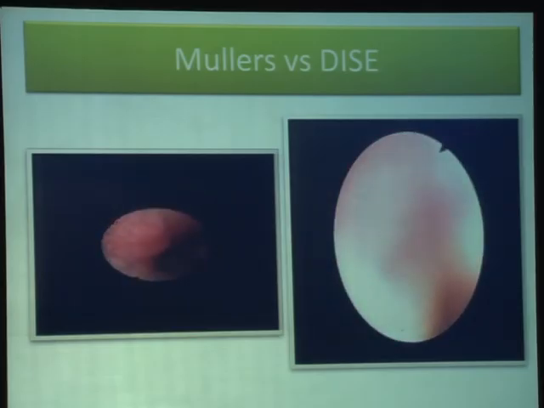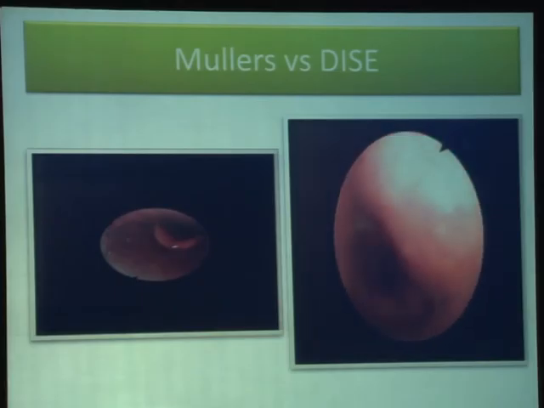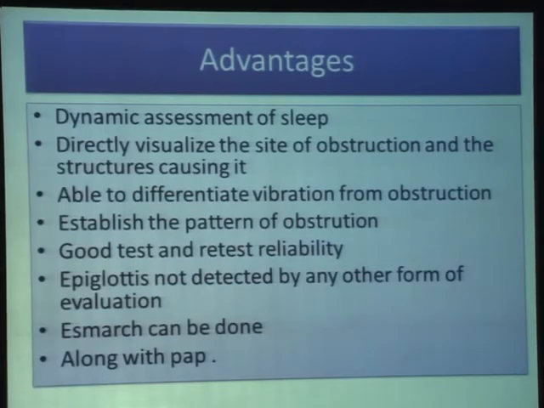Yes, there's a lot of study that needs to be done. We're putting up a study together wherein we're actually comparing our Muller's of the same patients with drug-induced sleep endoscopy. We have 15 patients so far. So let me just talk about the advantages. It's basically a dynamic assessment of sleep. You're directly visualizing the site of obstruction, the structures causing it, and also the pattern of obstruction. It's a good test, and there is reliability in it. Because if there is retest reliability, that means if I'm doing it and some X, Y, and Z are also doing it, we're all saying that, okay, this is what it is.